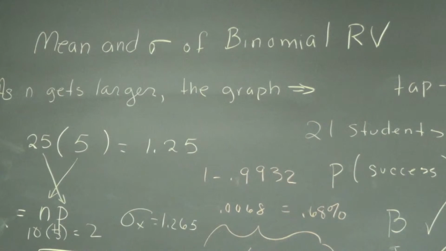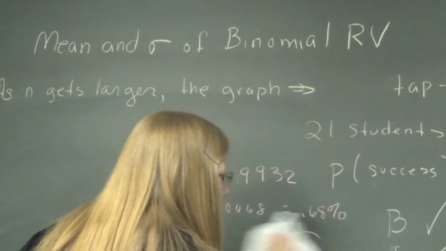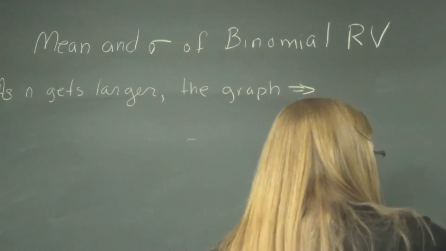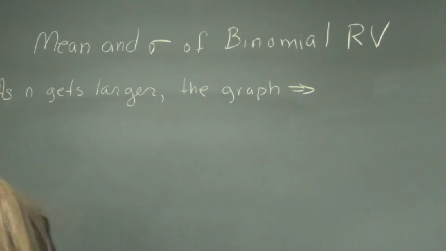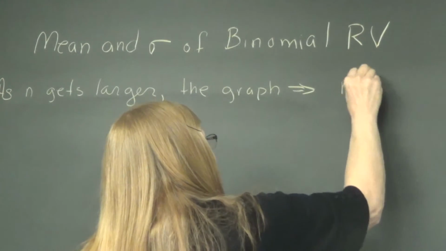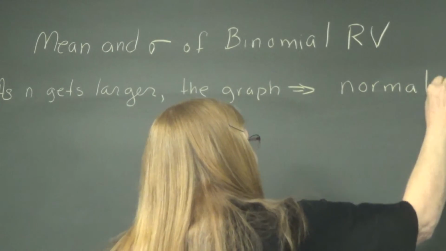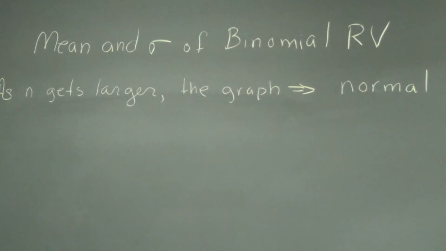What do you think I'm going to put in there? The graph approaches what? What shape are we getting closer and closer to as n gets larger? The shape of the curve. A straight line? A parabola? A normal curve. Right, it approaches the bell-shaped curve, which we call the normal curve.